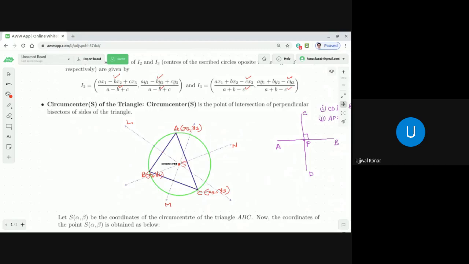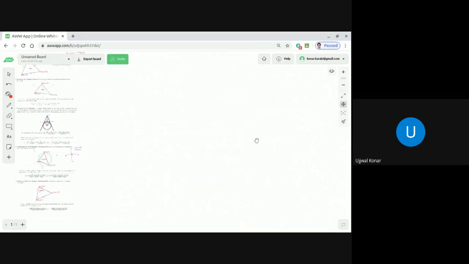What I wanted to say is that it gives the coordinate of the circumcenter. The circumcenter is the center of a circle, and that circle passes through all three points A, B and C. Now, how can we find the coordinate of that circumcenter? It is done in the following manner. I am going to show you.